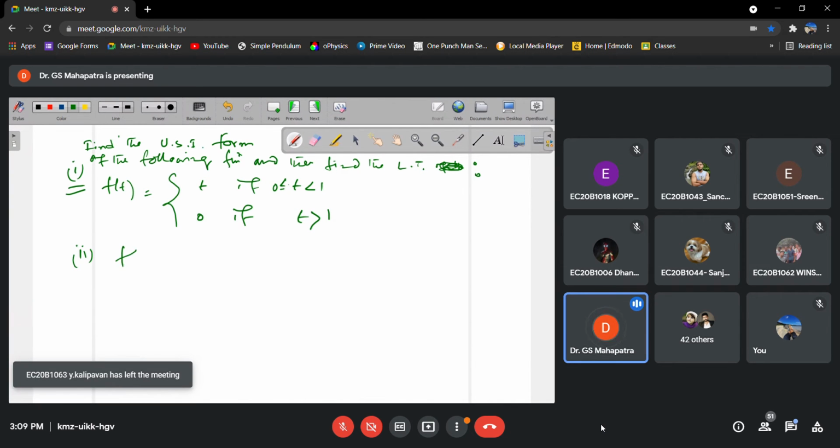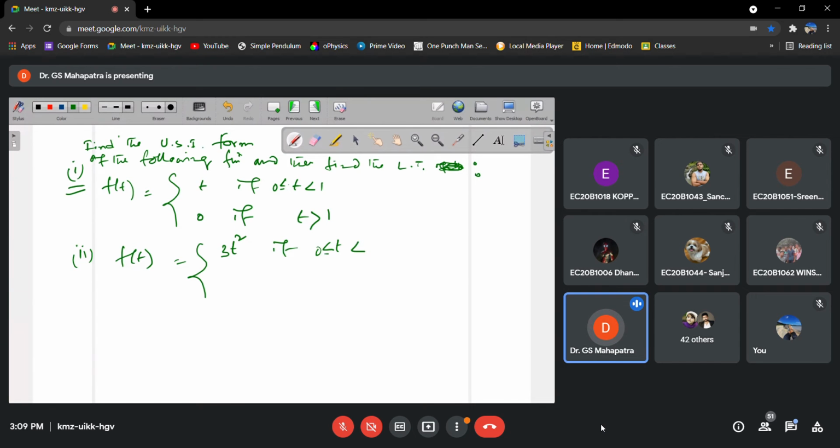Second problem, f of t equals 3t square if t is greater than or equal to 0 and less than or equal to 4, 2t minus 3 if t is greater than 4 and less than or equal to 6, and 0 if t is greater than 6.